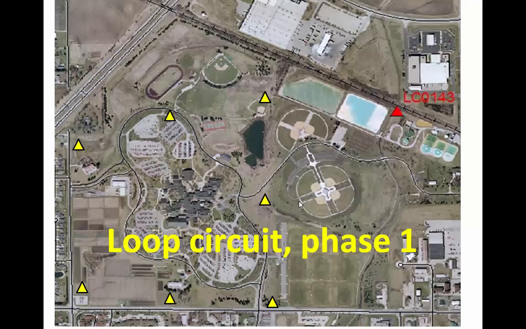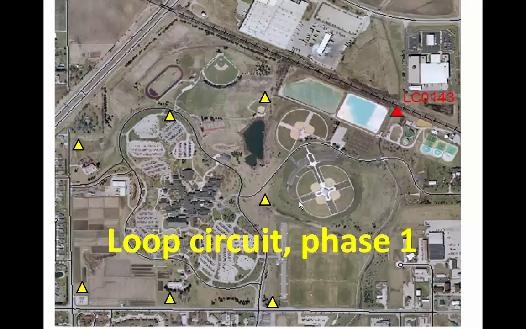At the upper right of the screen, you can see a red triangle labeled LC0143. At that location is a first order class 2 benchmark that is set in concrete on a railroad bridge crossing a stream. This is just south of the Champaign Post Office on Mattis Avenue. Our intent in this particular survey was to hold that elevation as our control to establish the elevations of new monuments on the Parkland campus. You can see those 7 monuments denoted with yellow triangles.